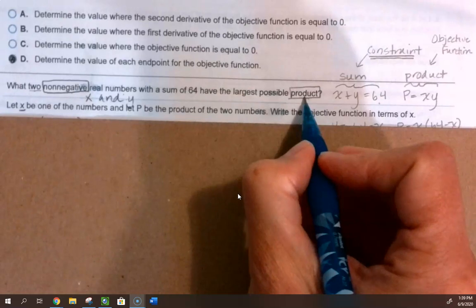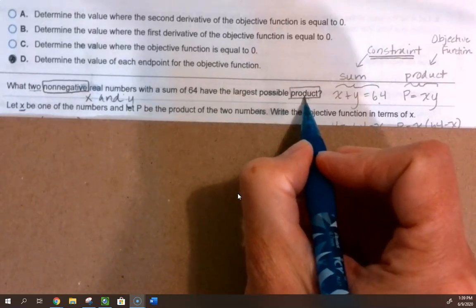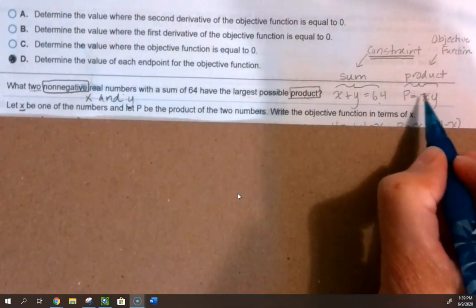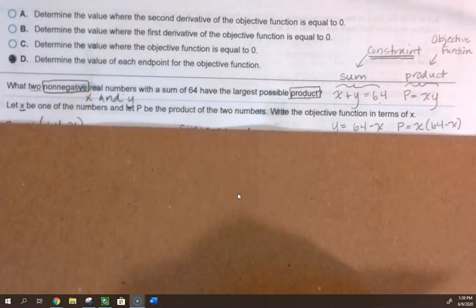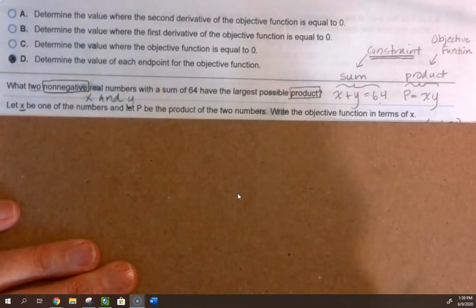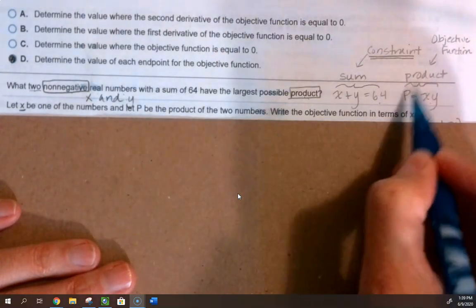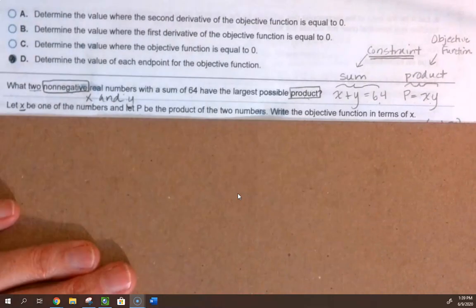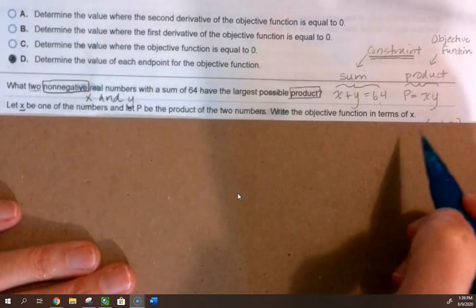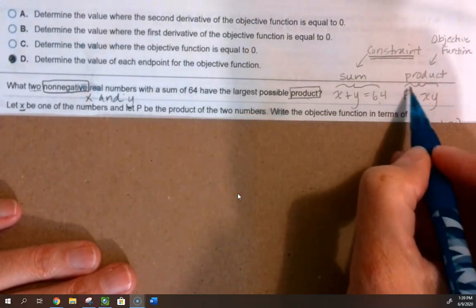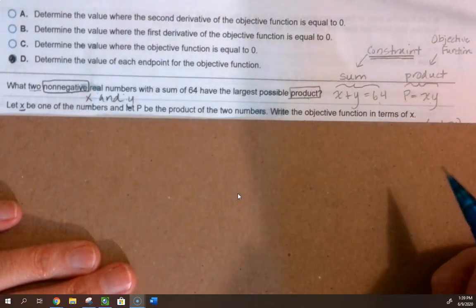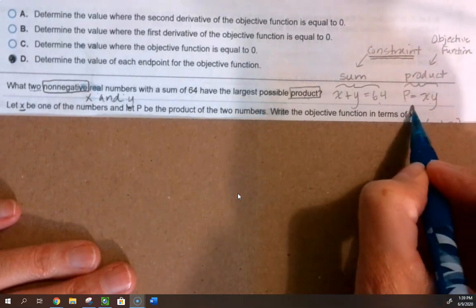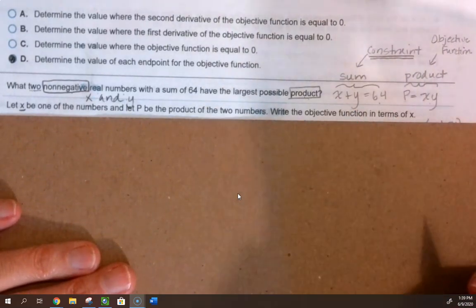So the product, a product is multiplication, so I want P equal to XY, and if you look down here, they give you the variable P. Right, so the product of the two numbers, I want this to be maximized. That's called the objective function. And sometimes you have to introduce what you're going to call this. I called it P. Your book happened to call it P also. So now we have our objective function and we have our constraint.